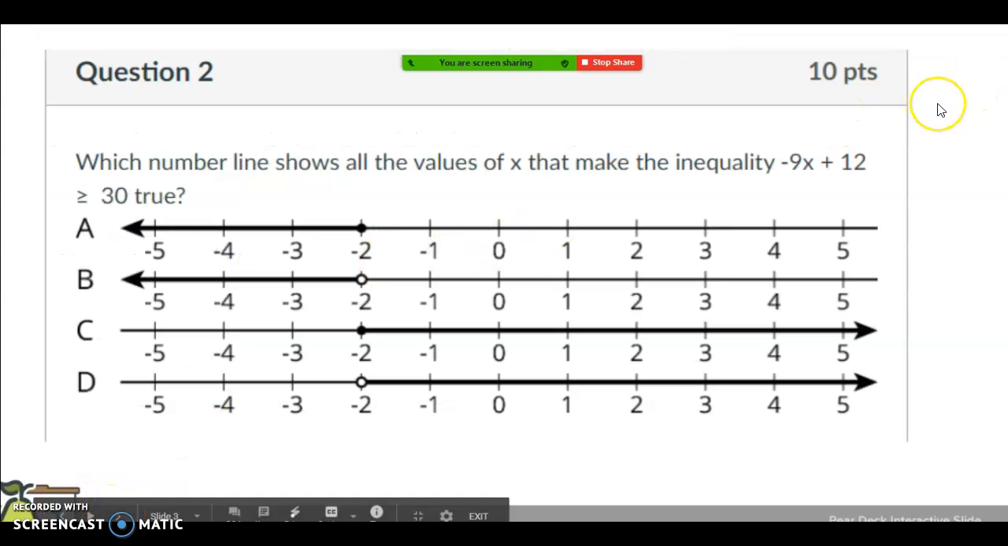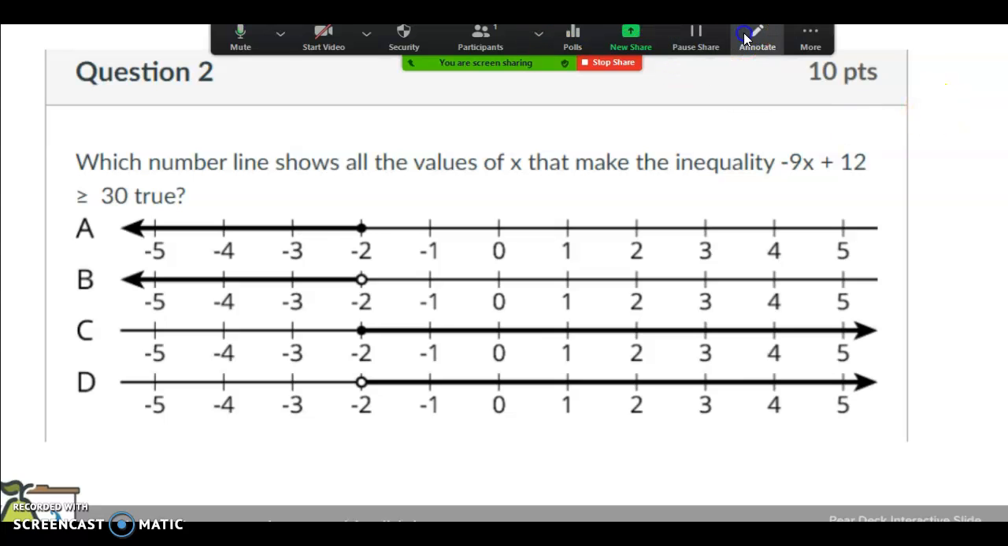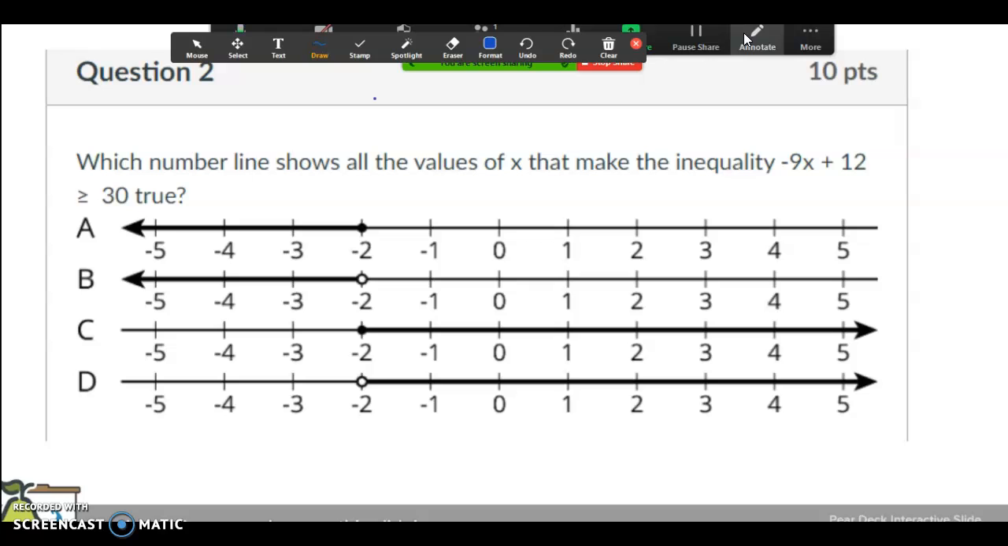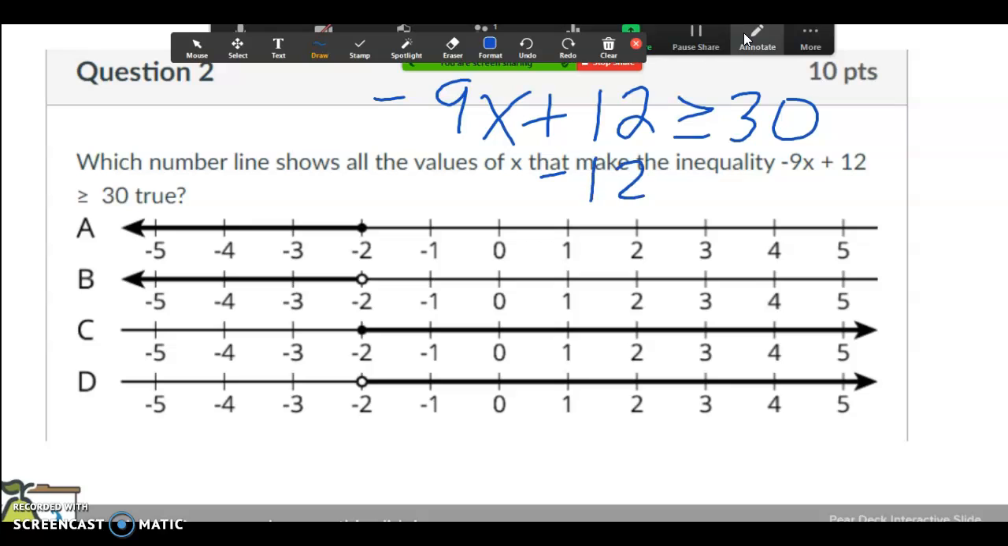All right, our next problem is an inequality, and we're going to be graphing it once we solve. So we have negative 9x plus 12 is greater than or equal to 30. First, we need to move our constant. We need to subtract 12 from each side. 30 minus 12 is 18. So now we have negative 9x is greater than or equal to 18.